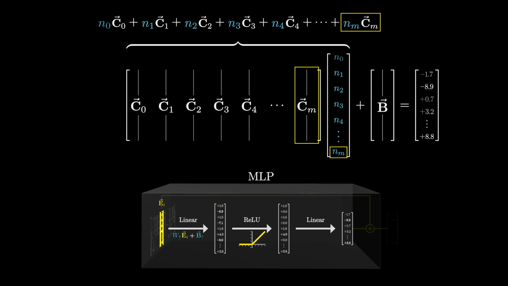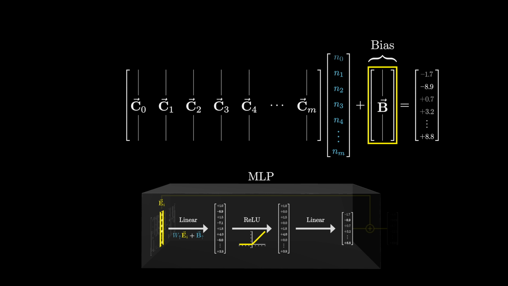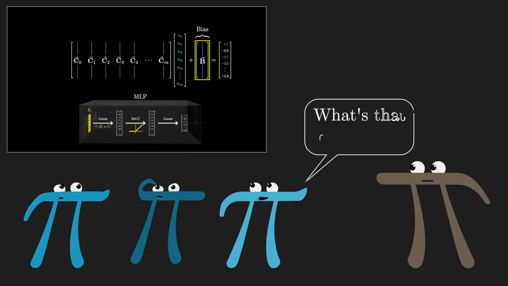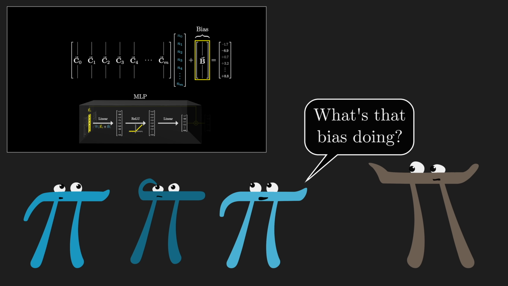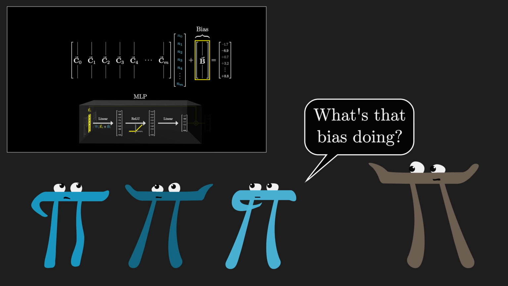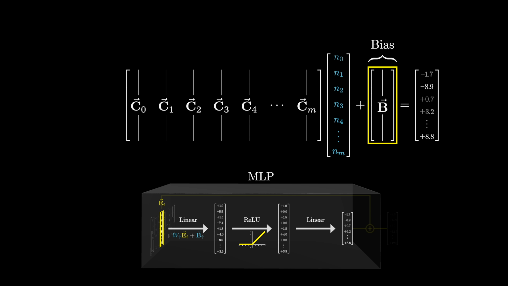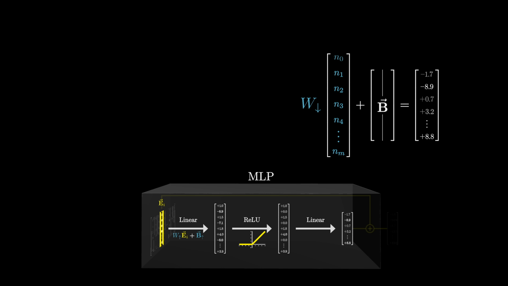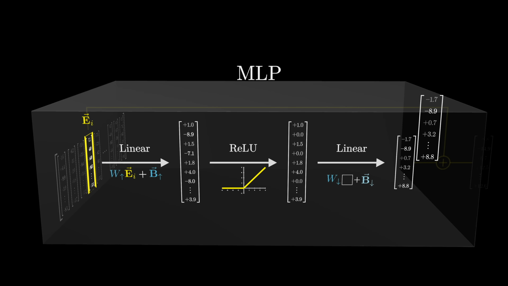And if you have a bias in this case, it's something that you're just adding every single time, regardless of the neuron values. You might wonder what's that doing? As with all parameter-filled objects here, it's kind of hard to say exactly. Maybe there's some bookkeeping that the network needs to do, but you can feel free to ignore it for now. Making our notation a little more compact again, I'll call this big matrix W down, and similarly call that bias vector B down, and put that back into our diagram.